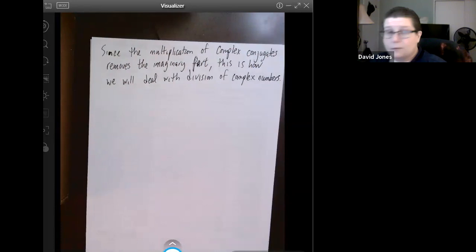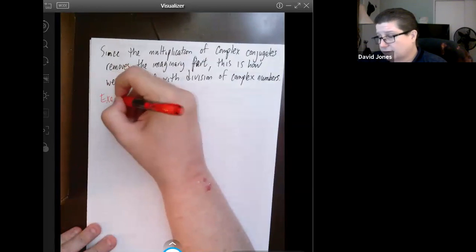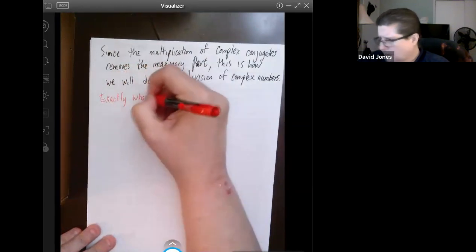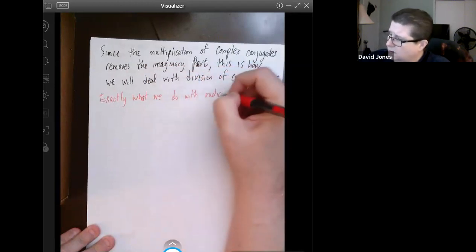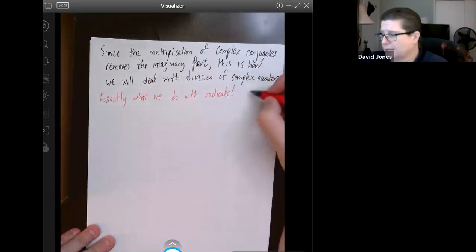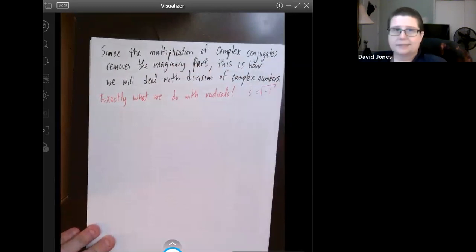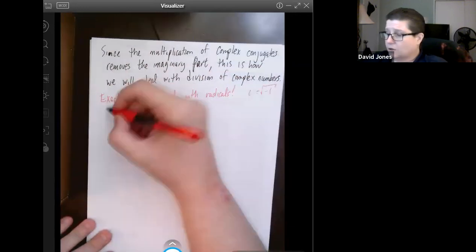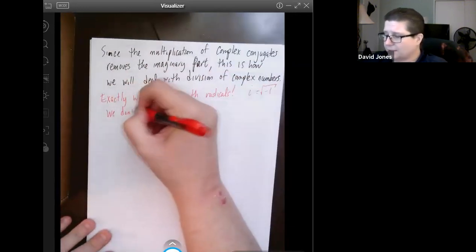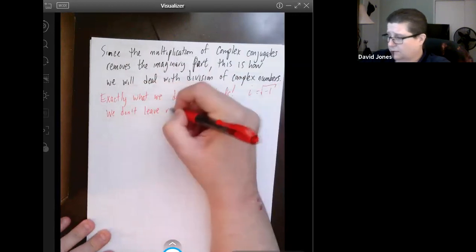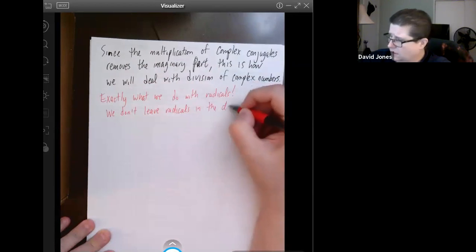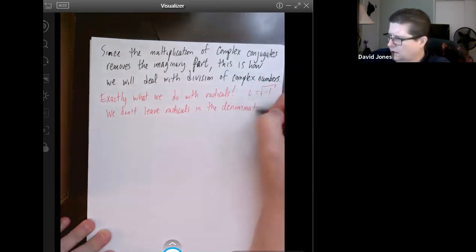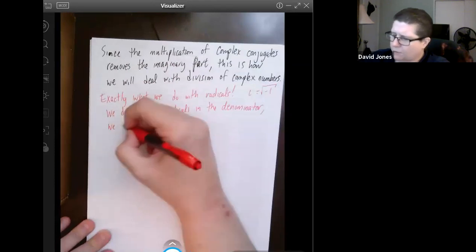And this is exactly what we did with radicals, which is good because i is technically a radical. It's the square root of negative 1. We don't leave radicals in the denominator. We multiply by the conjugate.